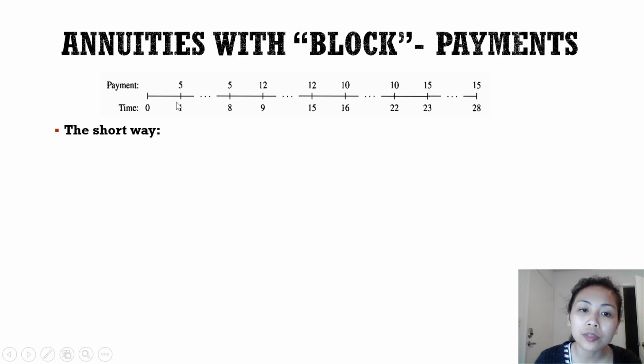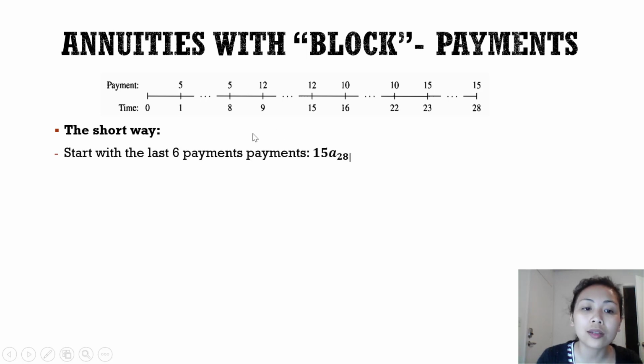For the short way, we see that the payment starts at 5, then increases, then decreases, and then increases again. Suppose at first we assume all of these are 15, then we subtract 5 for the next, and then we add 2 again and we subtract 5. We are going to have the same annuity. So we start with the last 6 payments, and we make these 15 for the 28 payments. So 15 a sub 28 angle j, that is for the first 6 blocks.